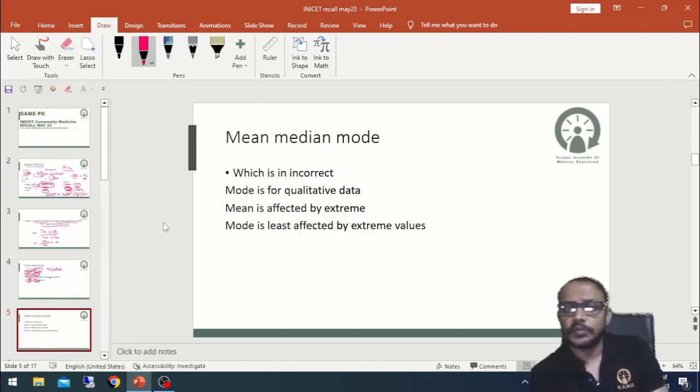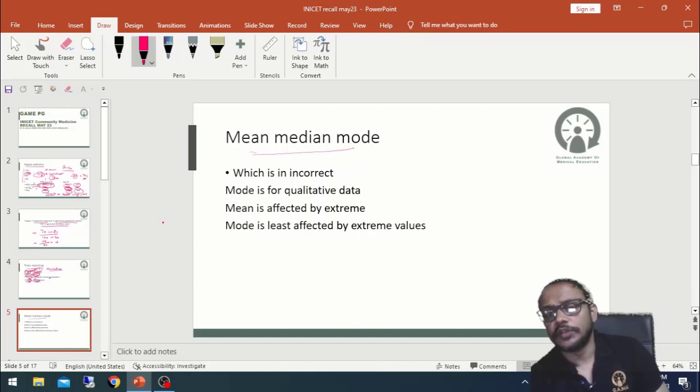Another question was asked about the mean, median, mode and standard deviation, which was incorrect. The correct options were: mode is for the qualitative data, which is right. We all know that mode is for the qualitative data, and mean is affected by the extremes. If there are higher extreme values, for example 4 plus 5 plus 6 plus 100, this 100 will affect the value because we sum all the values and divide by the total n. So, mean is affected by the extreme values because we include them in the mean.